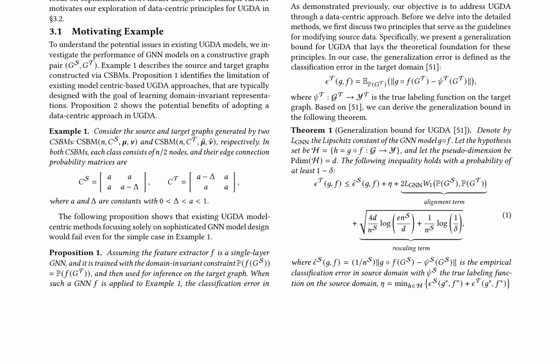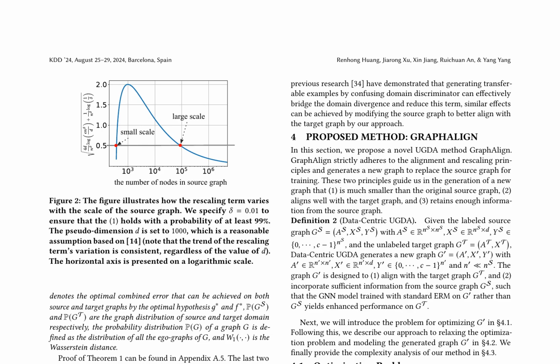A motivating example demonstrates the inherent limitation of current model-centric UGDA methods, which focus solely on sophisticated graph neural network (GNN) model design. Proposition 1 shows that existing UGDA model-centric methods would fail even for a simple case, while Proposition 2 highlights the potential benefits of adopting a data-centric approach in UGDA. A data-centric approach can modify the source graph to mitigate the inherent difference in data distribution between the source and target domains, resulting in a reduction in error in the target domain.